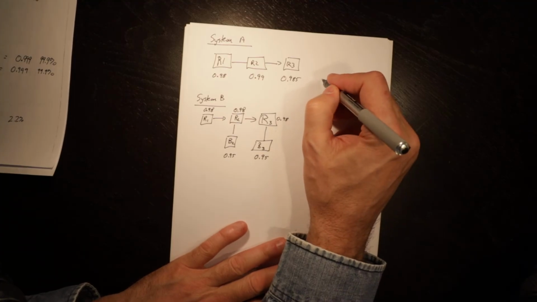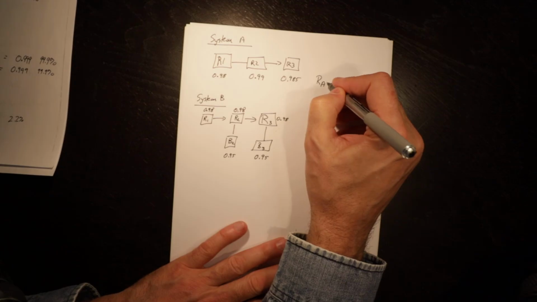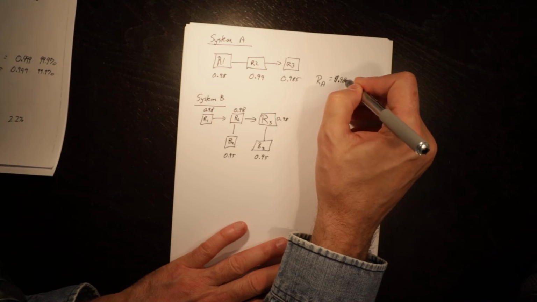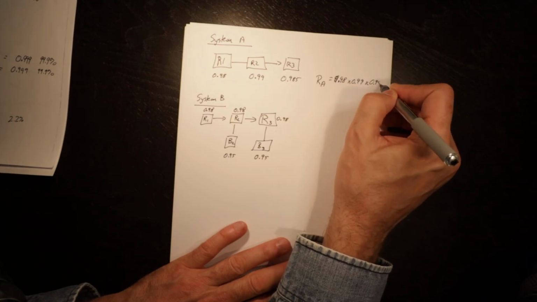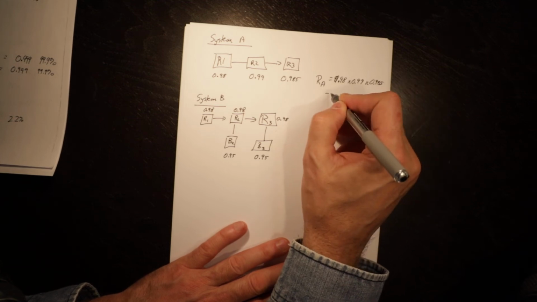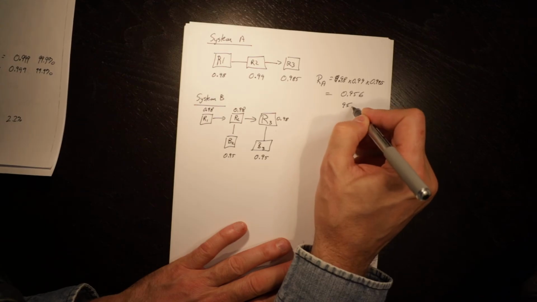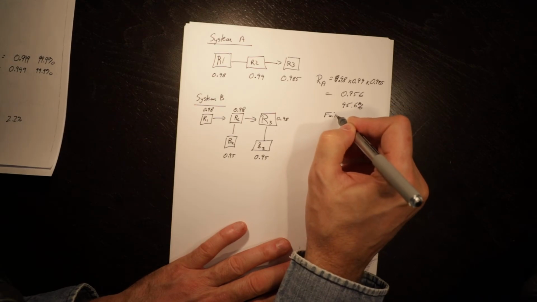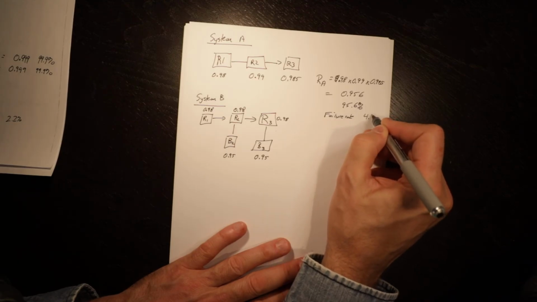We would have RA is equal to 0.98 times 0.99 times 0.985 equals 0.956 or 95.6%, for a failure rate of 4.4%.